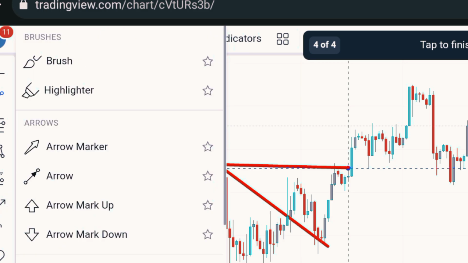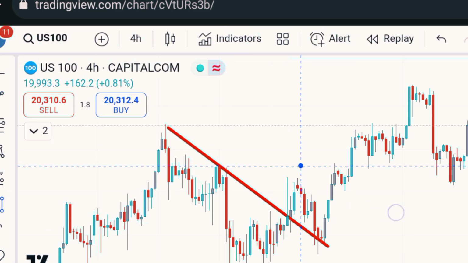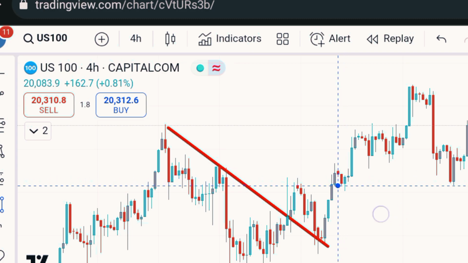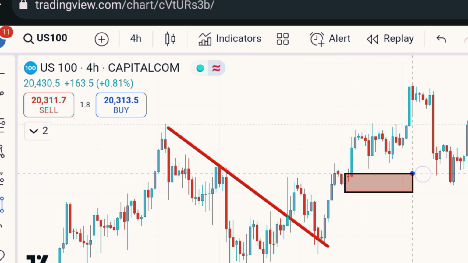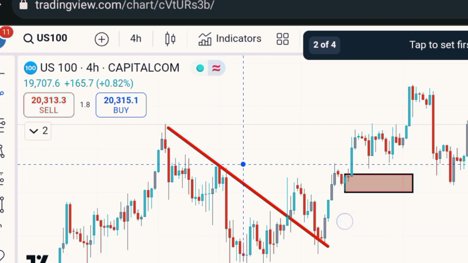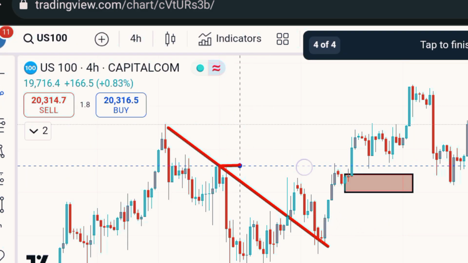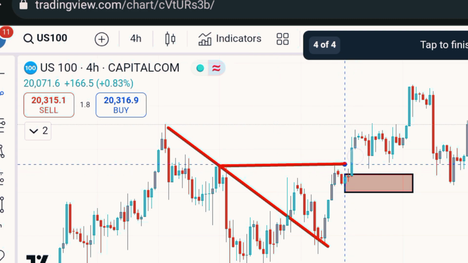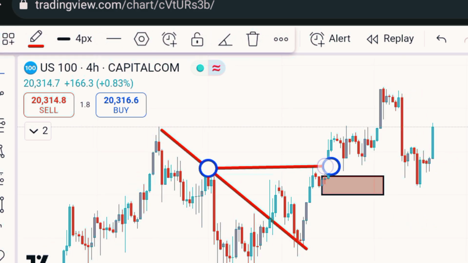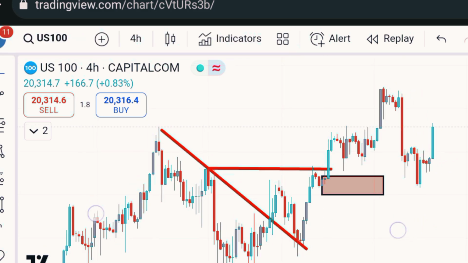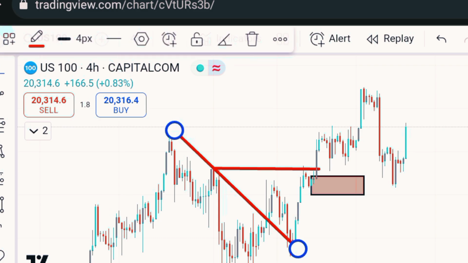So this is the first scenario that I show you guys using a bearish trend. Using a bearish trend, you can see that after this trend line, here was the last high.